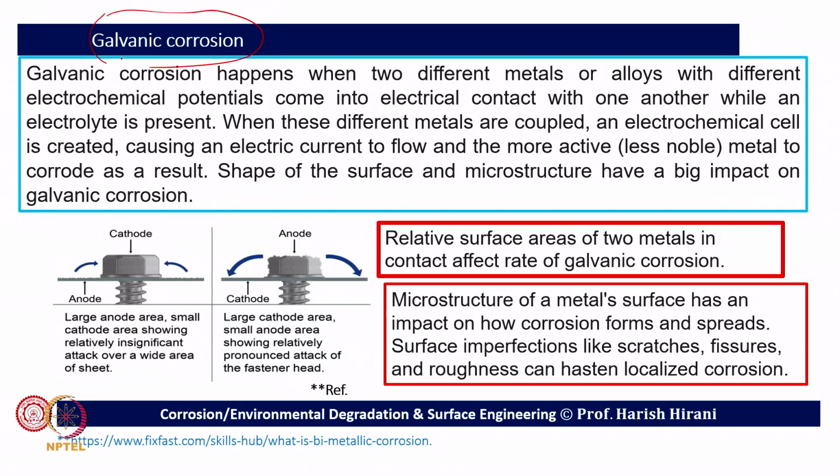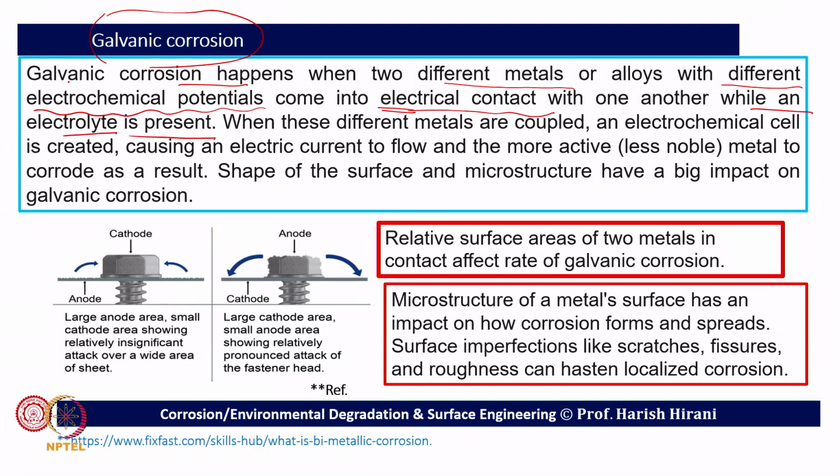Let us look at galvanic corrosion in overview. We say galvanic corrosion happens when two different metals or alloys have different electrochemical potentials. If they have the same electrochemical potential, or a very marginal difference, I will not keep them in this category. When there is some difference, we want to keep it in a separate category. When they come into electrical contact, because there is an exchange of electrons, the same way as in aqueous corrosion, but we are using the words electrical contact with each other here, and there is a presence of electrolytes.